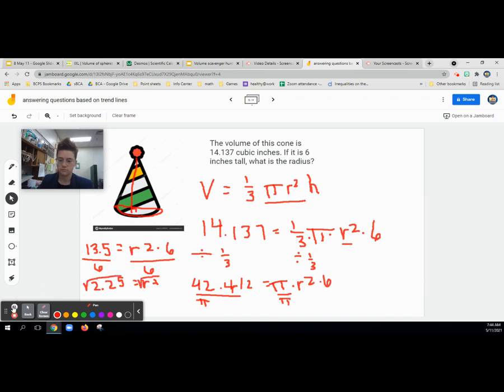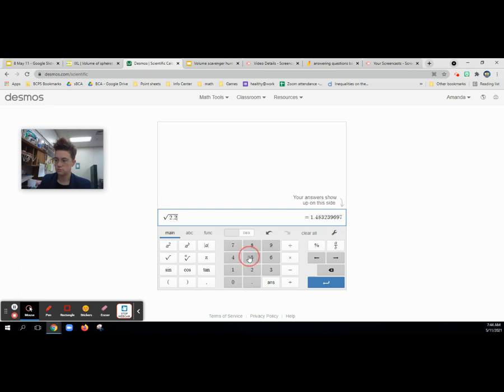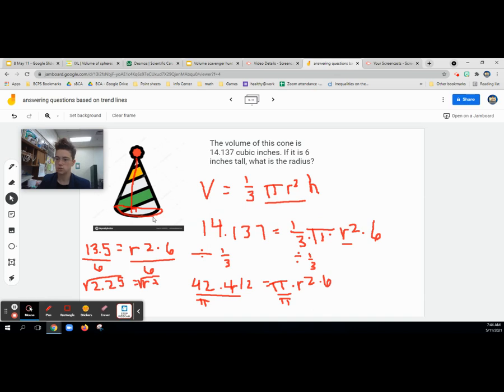of 2.25. And if you're doing that, you're going to want to go to the Desmos Scientific Calculator, and we can click this square root button. And here's our answer, 1.5. So we'll go back to our question. The radius is equal to 1.5. And what unit were we using? The volume was in cubic inches, so our radius is going to be in inches.